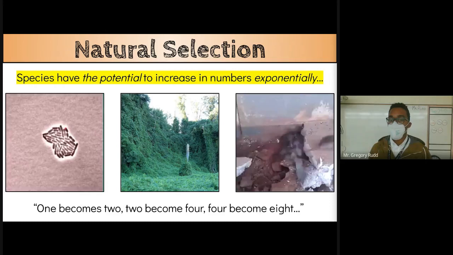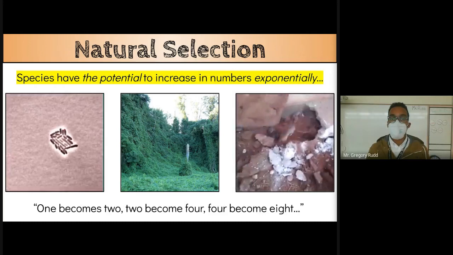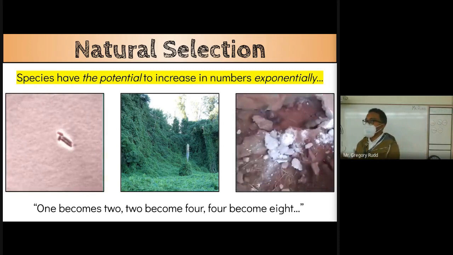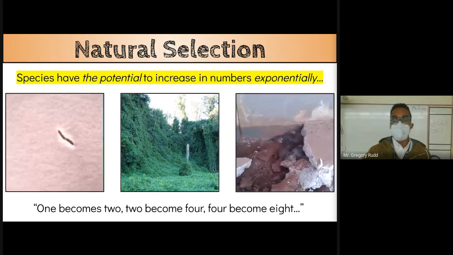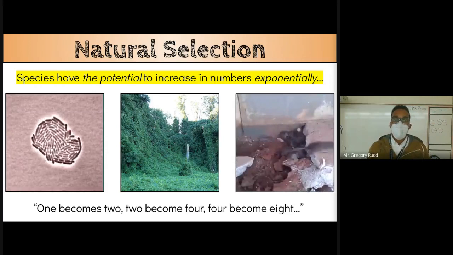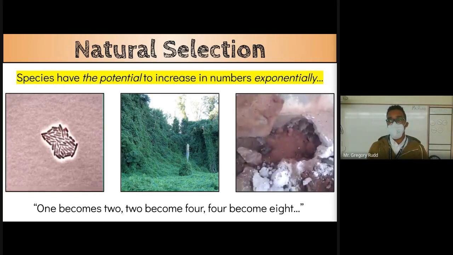But species have the potential to increase in numbers exponentially. What does exponentially mean? A lot, really rapidly, yeah. So we're not talking about one, then two, then three, then four. We're talking about two becoming four becoming eight becoming 16, 32, 64, and this is happening quickly. But just because they have the potential to do this, the potential to increase in numbers, doesn't mean that it actually happens.